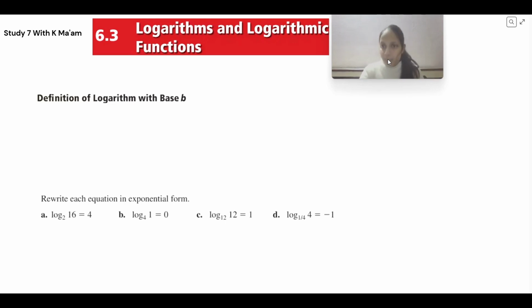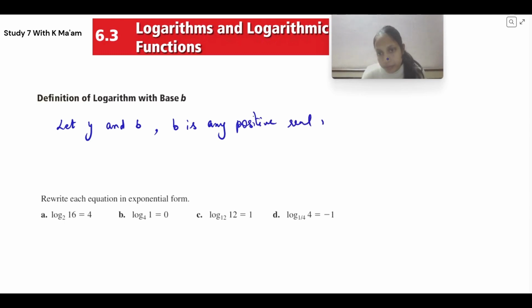We will do 6.3 here, and it is logarithmic functions. So what is a logarithm? Here we'll write there are two numbers, y and b, in which b is any positive real number, but another thing is it cannot be 1.